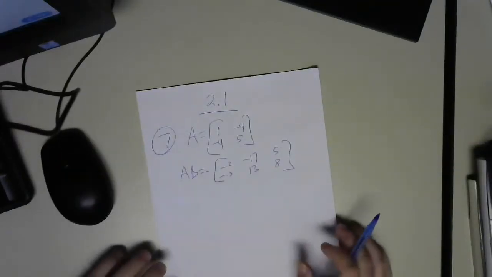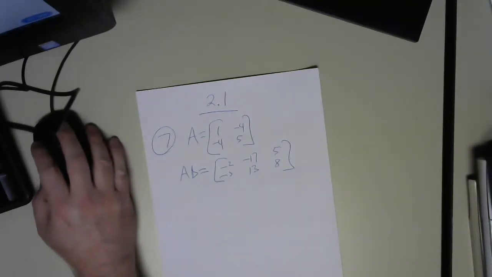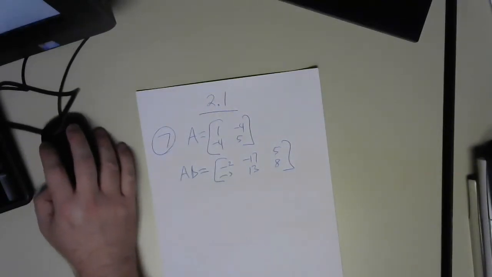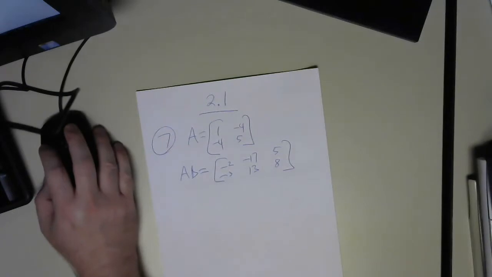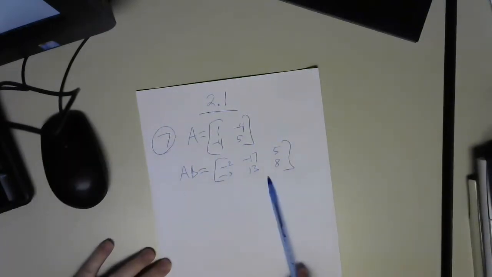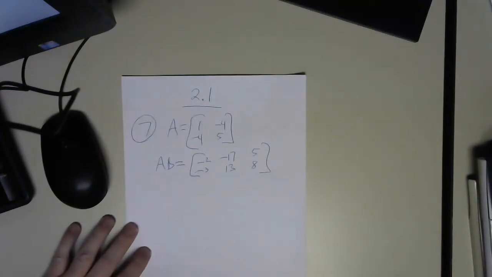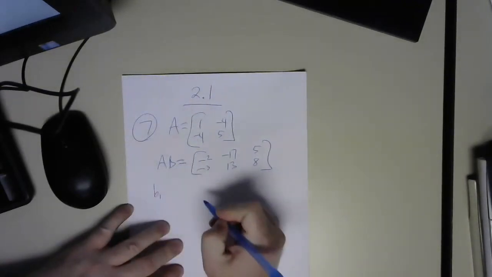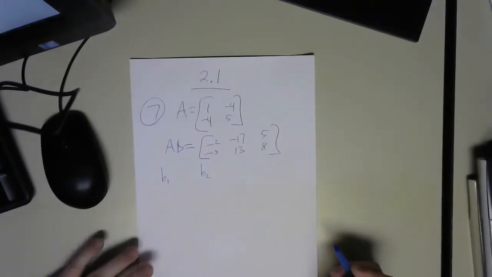I thought number 7 was kind of a good problem. Let's read the instructions from 2.1. It says, if A is equal to this and AB is equal to this, determine the first and second columns of B. And then they want us to let B1 be the first column of B and B2 be the second column of B. So we've got to find those little B's.